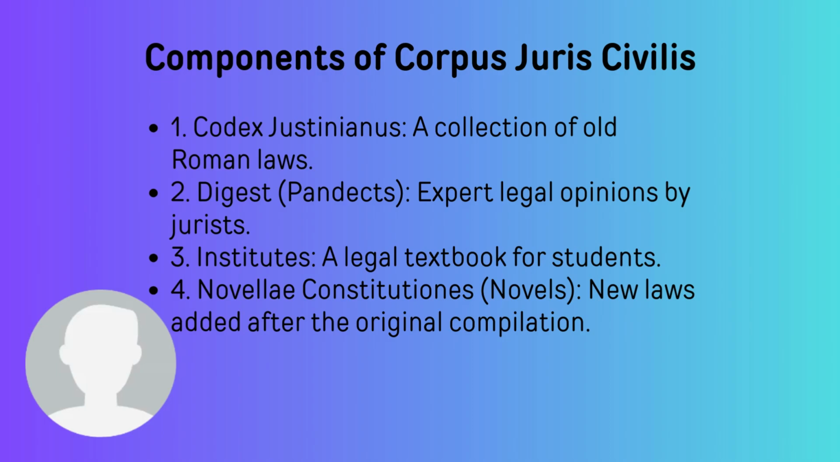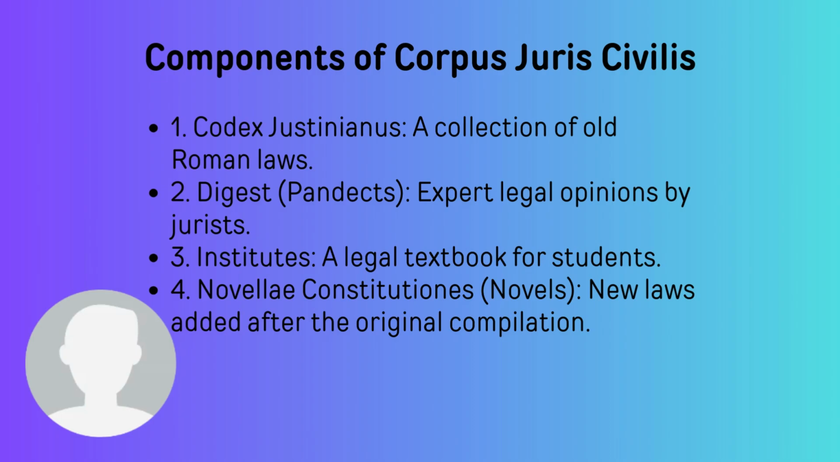The second component is the Digest. It was a reference book for lawyers and judges, which contains the opinions of legal experts and the interpretations of the laws by legal jurists. Institutes is the third component. It is a basic textbook which contains the basics of Roman law to teach law students.